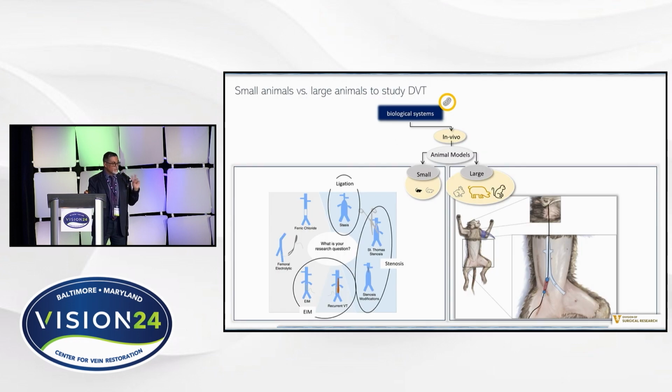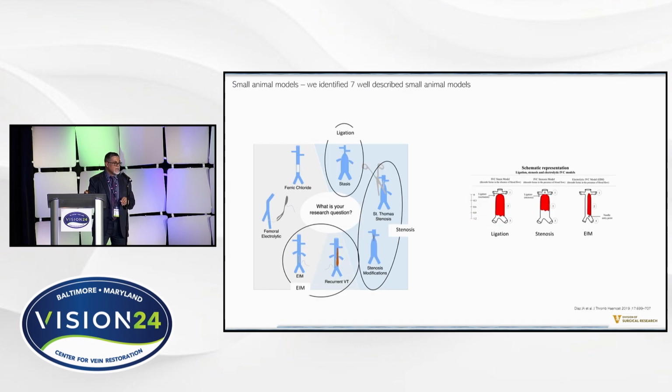There are basically 2 types of animal models that we talk about in deep vein thrombosis, the small animal and the large animal models. We identify 7 different small animal models to study DVT in different stages, but we can summarize them in 3 different types of animal models: the ligation model, the stenosis model, and what we call the EAM or electrolytic inferior vena cava model that we developed years ago.